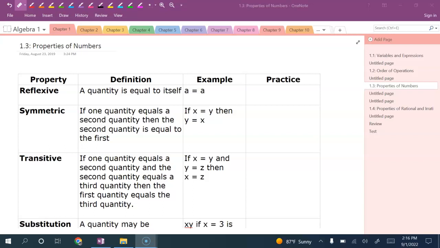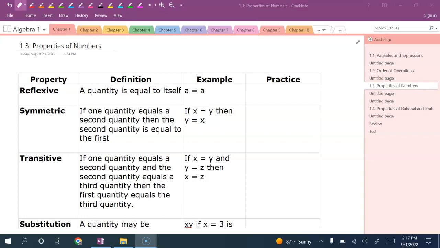Chapter 1, Section 3 is all about properties of numbers. And so what we're going to do first here is go over some of the properties that you need to be familiar with. We're going to do some practice with you being able to identify the types of properties, and then I'm going to show you how you would use this in a problem.